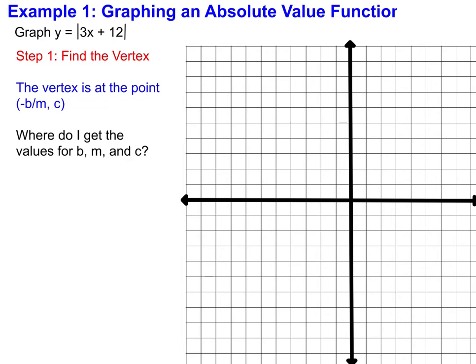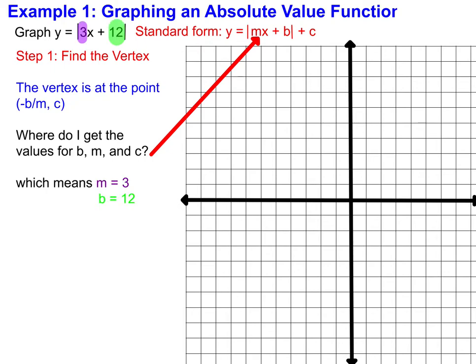You might be asking the question, where do I get the values for b, m, and c to plug in here? The answer is, if you remember that the standard form for an absolute value function is the absolute value of mx plus b, plus c, then you can find those values now. The m value is 3. The b value is 12. What is the c value? Well, in this case, there's nothing out here after the absolute value signs, so c is 0. The value of c is 0.